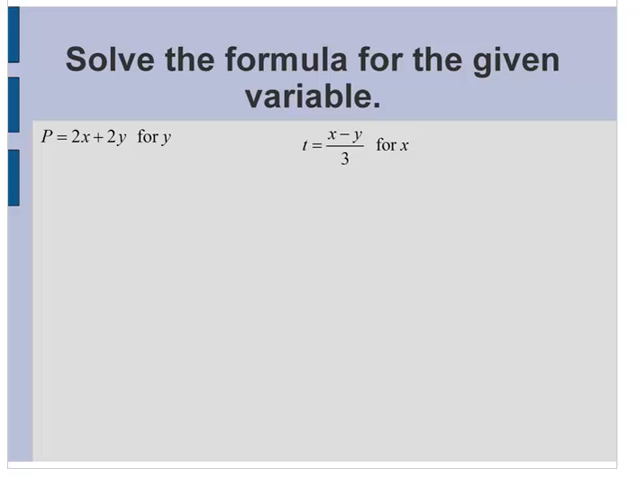All right, so here we have multiple terms. When we have multiple terms, we're going to want to use some addition or subtraction. So I'm going to remove this term. I'm going to get rid of this 2x. It's not being multiplied by the 2y, it's being added. So I'll remove it by subtracting. Now P and 2x are not like terms, so I will simply write P minus 2x is now equal to 2y.